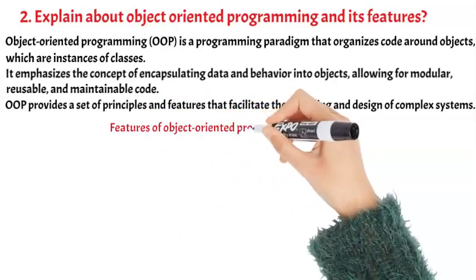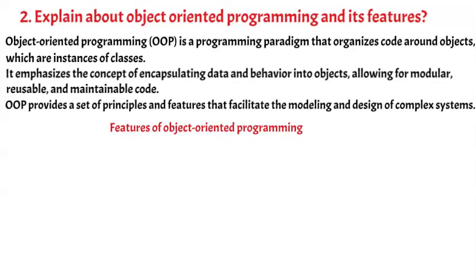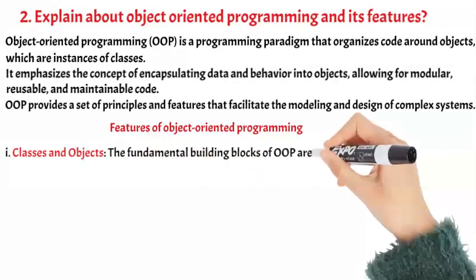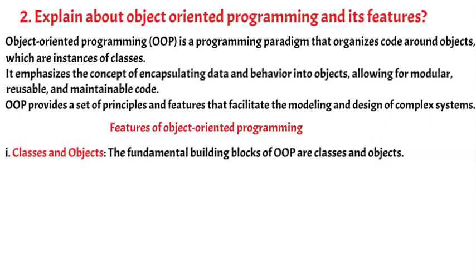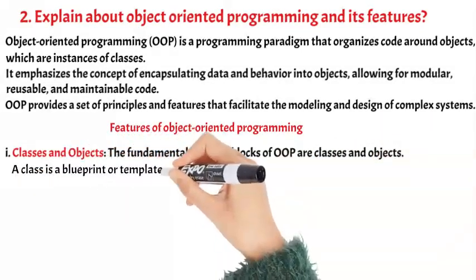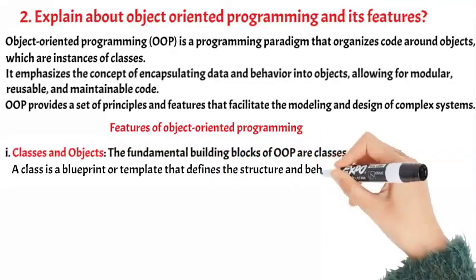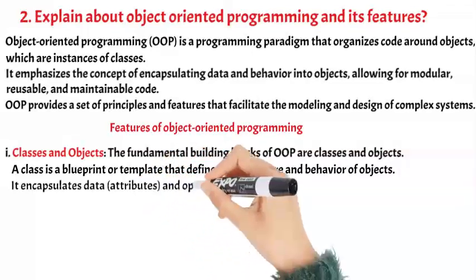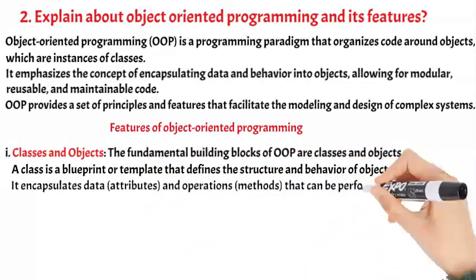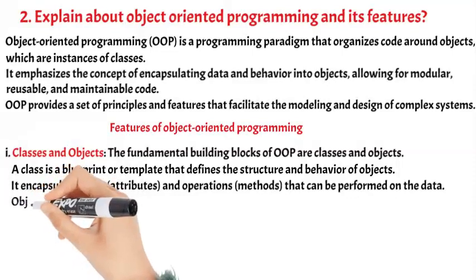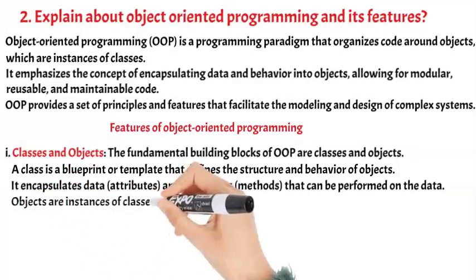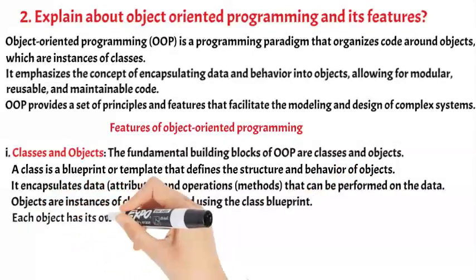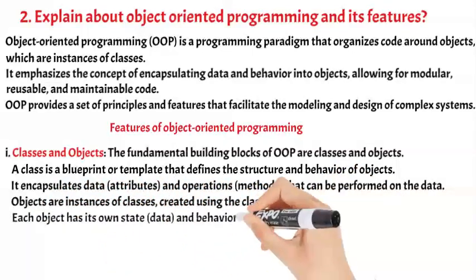Features of object-oriented programming. 1. Classes and objects. The fundamental building blocks of OOP are classes and objects. A class is a blueprint or template that defines the structure and behavior of objects. It encapsulates data attributes and operations (methods) that can be performed on the data. Objects are instances of classes, created using the class blueprint. Each object has its own state (data) and behavior (methods).